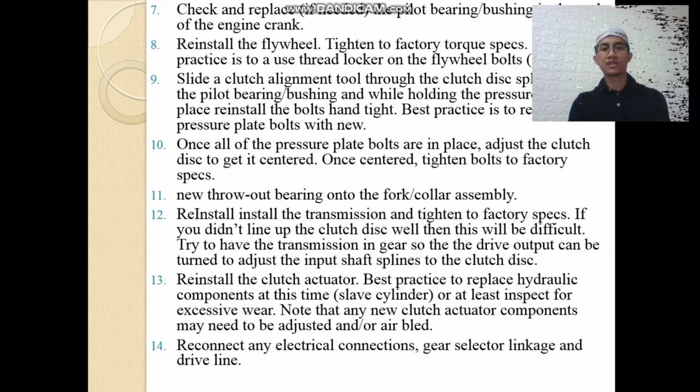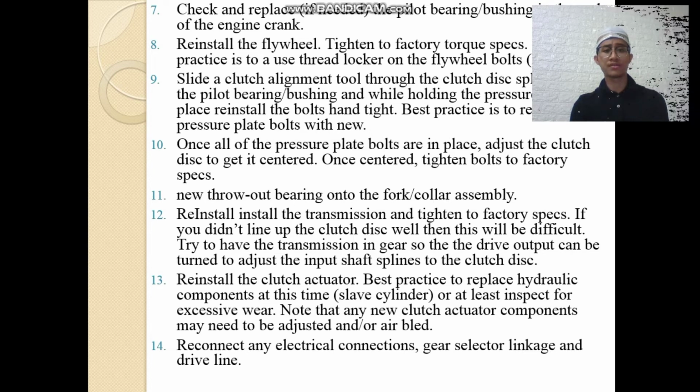Best practice is to use a thread locker on the flywheel bolts. The ninth step is to slide a clutch alignment tool through the clutch disc splines into the pilot bearing or bushing, and while holding the pressure plate, reinstall the bolts and tighten. Best practice is to install the pressure plate with new bolts. The tenth step is, once all the pressure plate bolts are in place, adjust the clutch disc to get it centered. When centered, tighten bolts to factory specs.